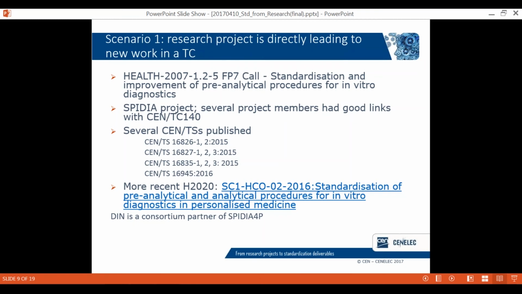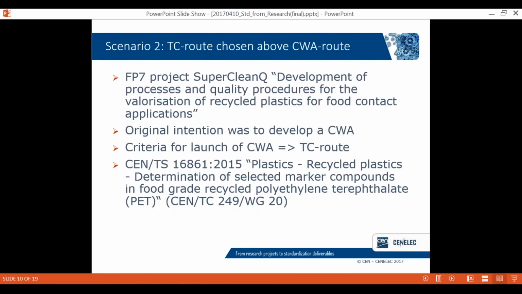The second scenario and example is the SuperCleanQ project. This project was about the development of processes and quality procedures for the valorization of recycled plastics for food contact applications. The description of work of the project proposal had described the development of a CWA standardization deliverable, but early discussions with the officials of CEN Technical Committee 249 on plastics led to a change of plans, and the aim became to develop a technical specification in the CEN Technical Committee.